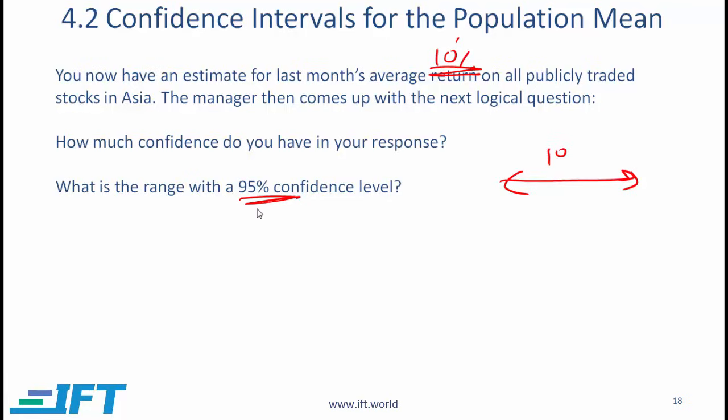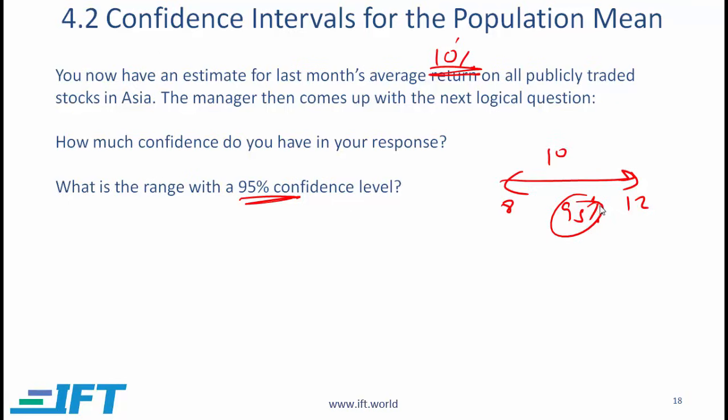And what this means is, if you give a range from say 8 to 12 and you say you are 95% confident of this range, then if the manager goes and identifies 100 stocks at random, and if it turns out that of those 100 stocks only 80 fall within this range, then clearly you will be wrong. On the other hand, if the manager goes and picks 100 stocks and 97% fall within this range, then you are okay with this statement.